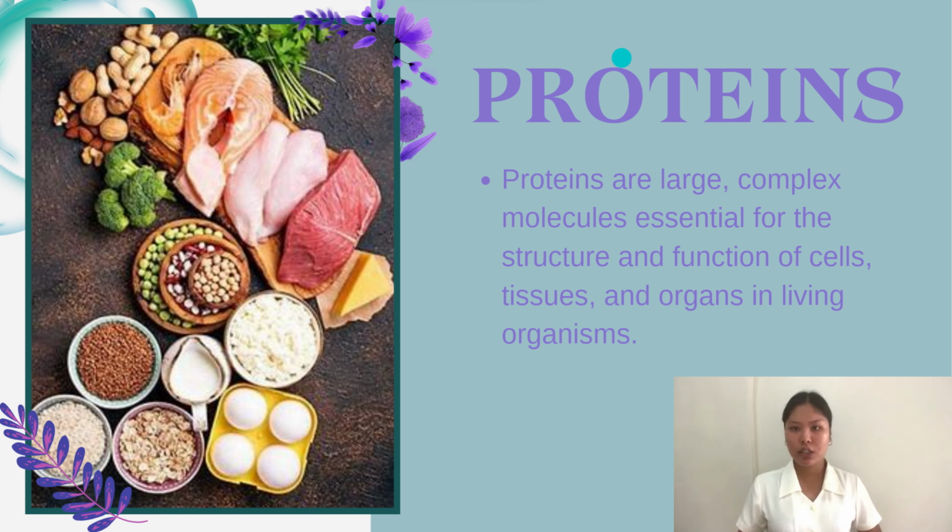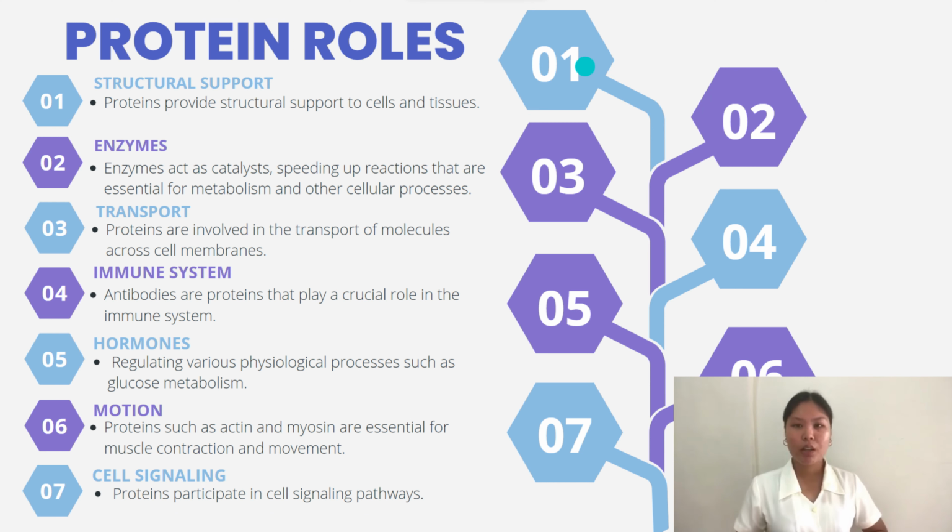Proteins play crucial roles in various biological processes, such as, first, structural support. Proteins provide structural support to cells and tissues. Collagen, for example, is a protein that forms the structural framework of connective tissues like skin, tendons, and bones.